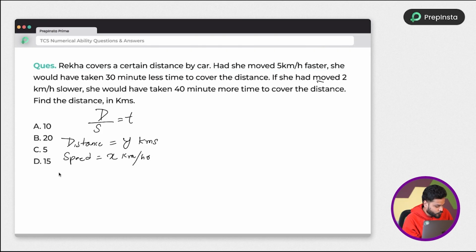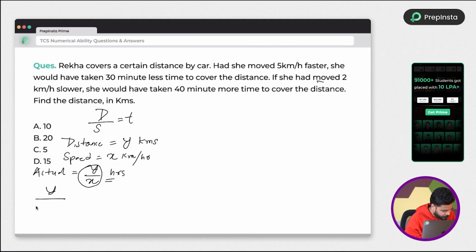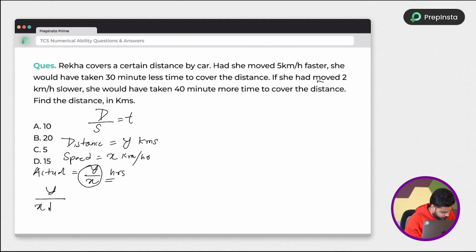So now what would be the actual time taken with regular speed? The actual time taken would be y upon x hours, right? Now this is the actual time. Now it says that had she moved 5 km/h faster, so what equation do I get from here? So y upon, this is the distance, which is always the same. If she moves 5 km faster, her speed would become not x, it will become x plus 5. So y upon x plus 5. Again, this is time, right? The actual time was y by x.